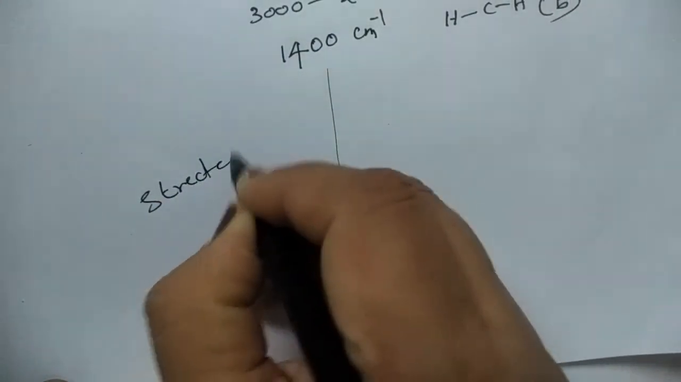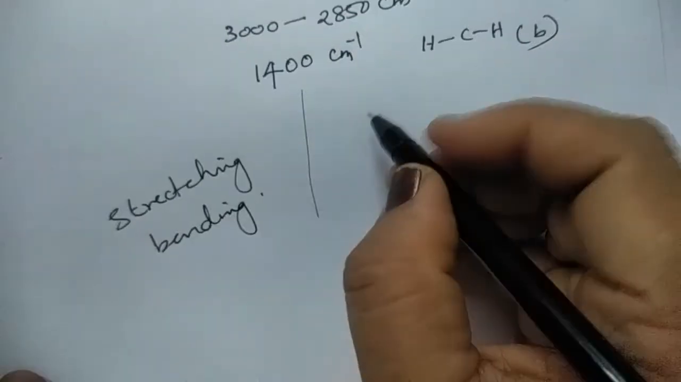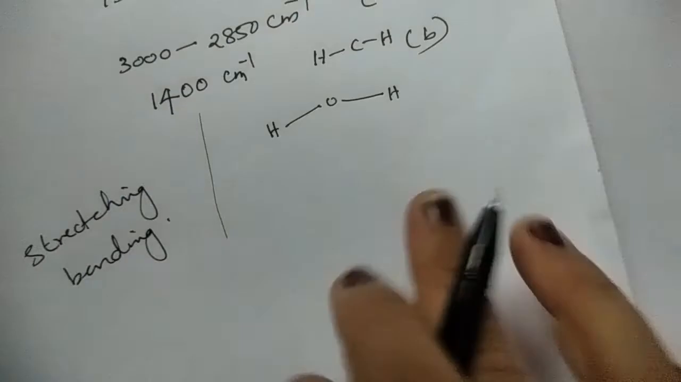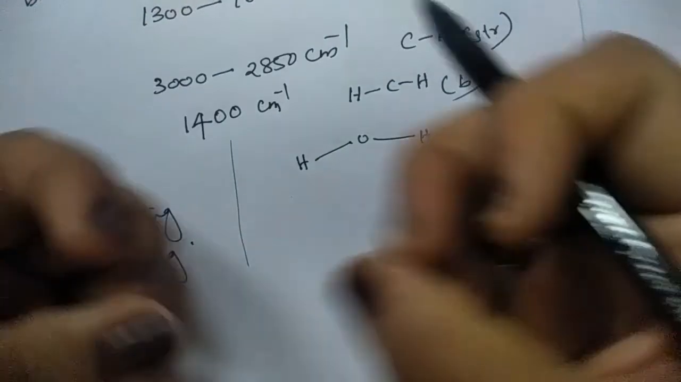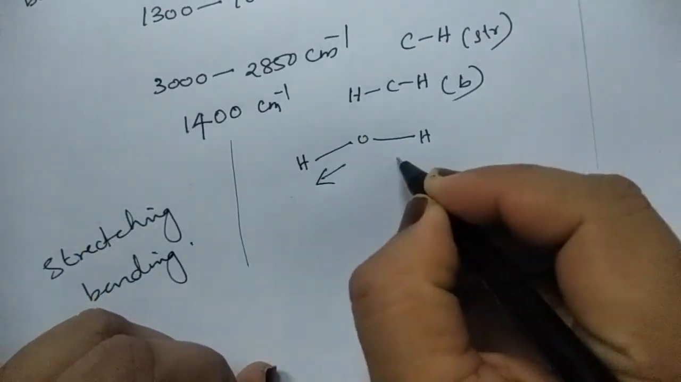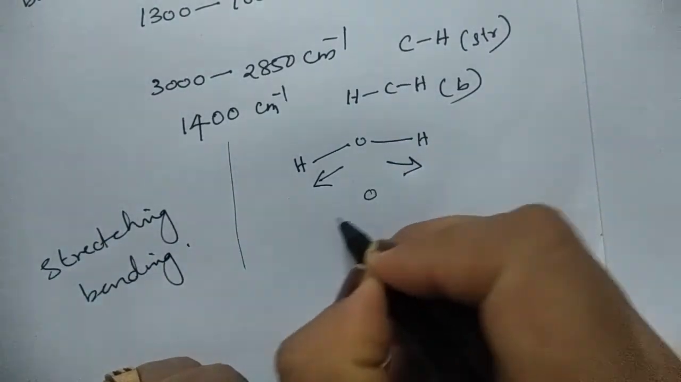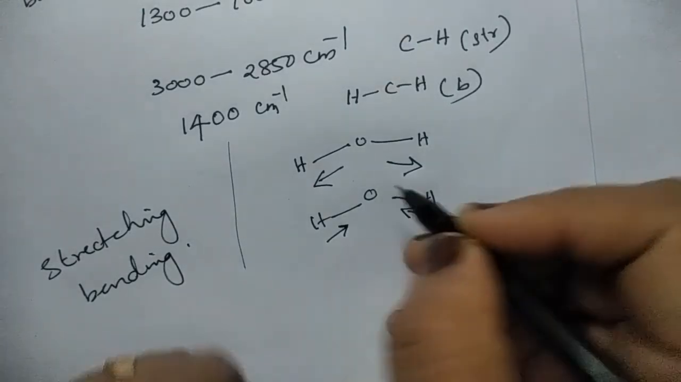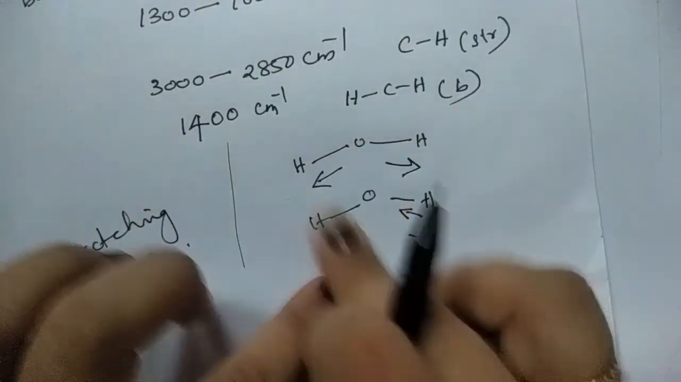And we should know that there are two types of vibrations, stretching and bending. Suppose this is water. What is stretching? Stretching means this OH and this OH can equally stretch. This can be stretching over here and this can be stretching over here. Or this is stretching to this side and this is coming to this side. These are all the stretching vibrations.